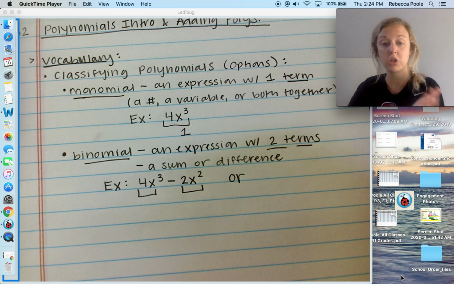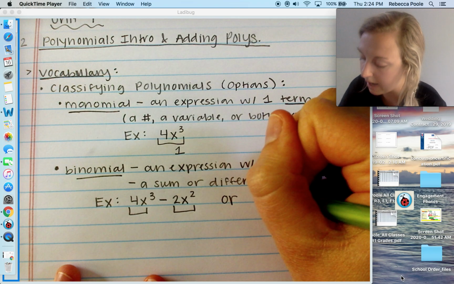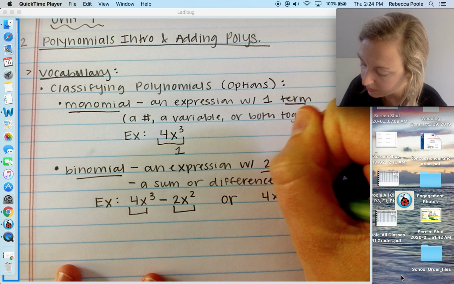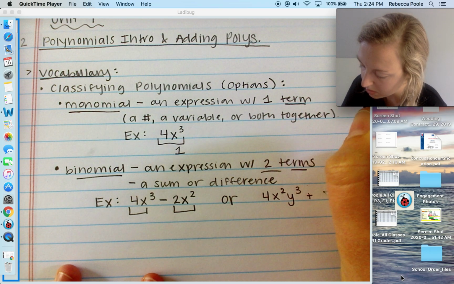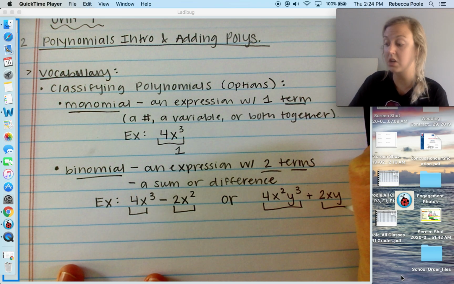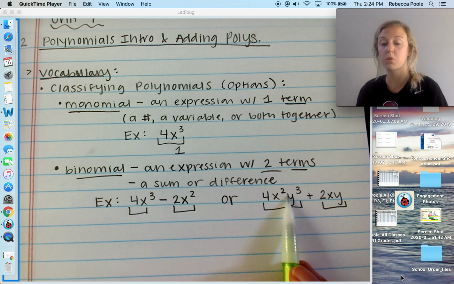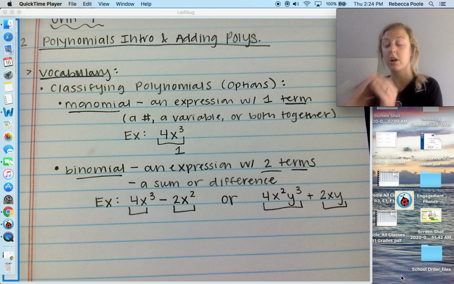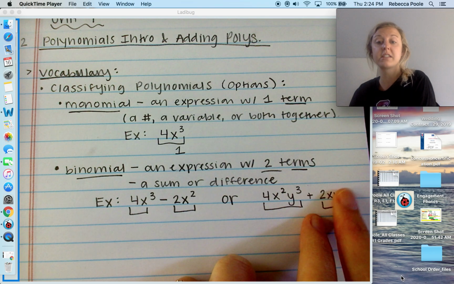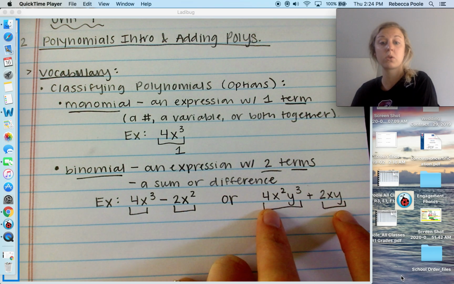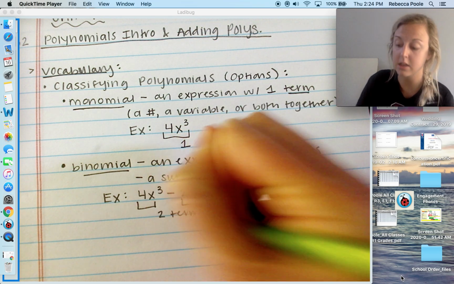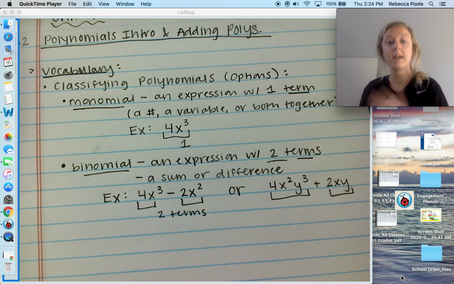Or I'm just giving you another example. You could have, again, this is still just 2 terms. So 4x squared y cubed is all pushed together, plus, so that's one thing, 2xy, this is the other thing, the other term. Okay, so right here we have 2 terms in either of those examples. All right, that's a binomial.